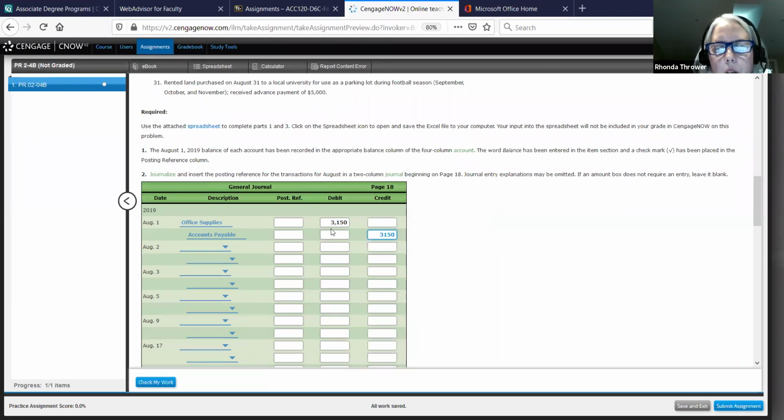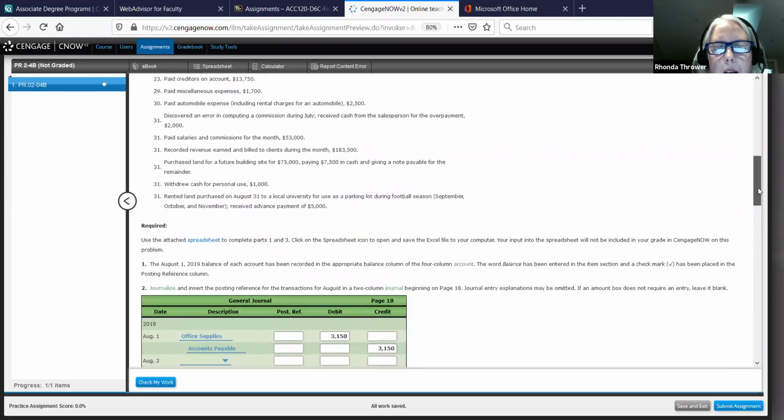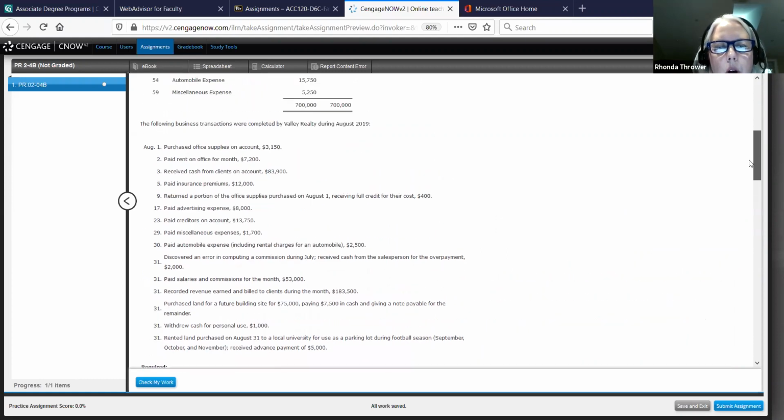So this transaction is completed as far as journalizing the transaction. I have one debit, I have one credit, and my debits and my credits equal. Every transaction has to have at least one debit and at least one credit. And when you're through with the transactions, the total debits have to equal the total credits.